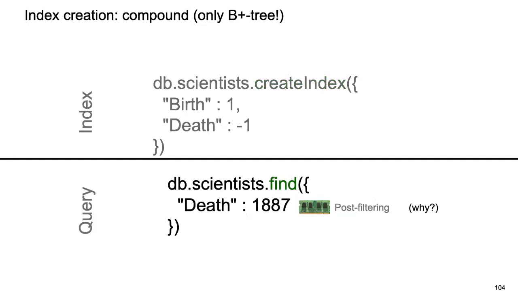Okay, that doesn't work. And here it requires a bit more thinking. Why does it not? Well, it works, but it's not going to use the index. It's going to be slow. Why? Because if you look for scientists who died in 1887, what is their birth year? Could be anything before 1887, right? So in the index, it's going to be all over the place. There is no easy way that you can look for the documents in the index. For whom is that clear? Right? And that's all because we first order by birth date and then by death date.